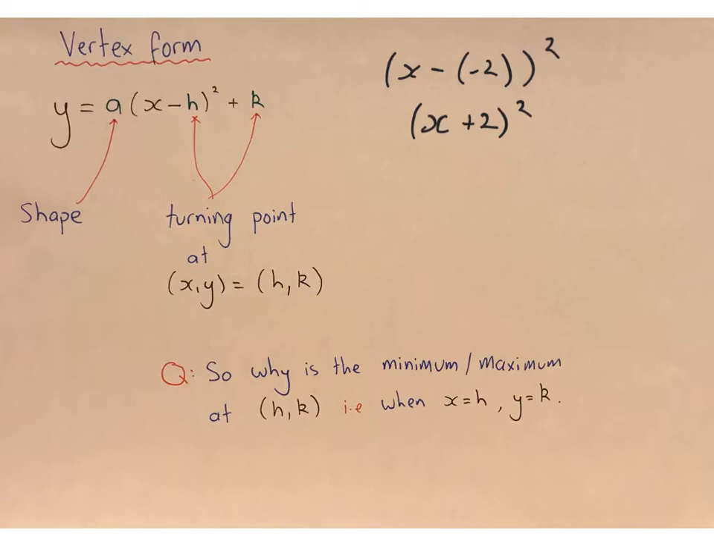So I think of the turning point as occurring at the x value that when I sub in, I make the bracket 0. So here, my turning point is going to occur at x equals minus 2, because when I sub in minus 2, I make the bracket 0. In the general form, the turning point occurs at x equals h, because when I sub in x equals h, I get h take h, which gives me 0. And of course, if I make this whole term equal 0, then my output is simply going to be this value k, giving me the vertex or the turning point occurring at x equals h and y equals k.